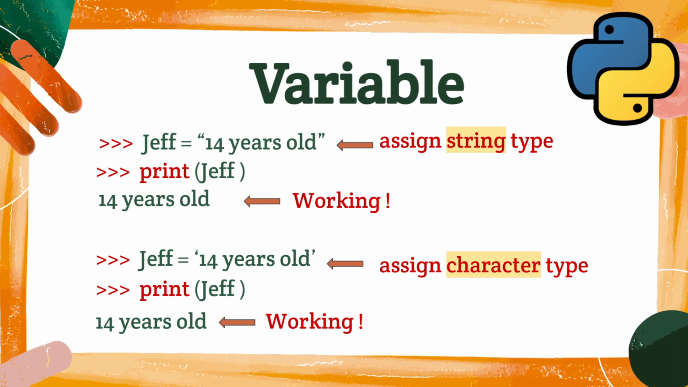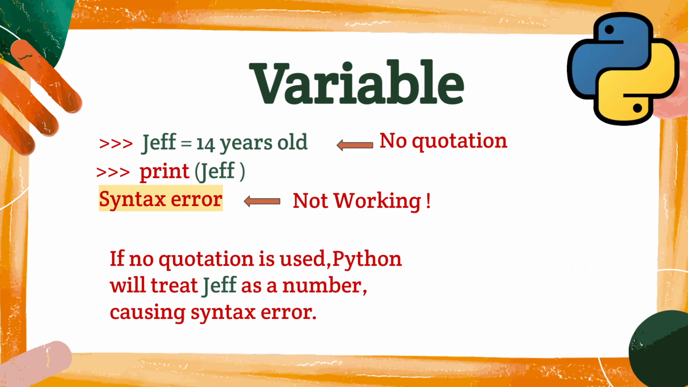Next, let's see how to print out a sentence with a combination of number and string. In order to have 14 years old printed out, I can add double quotations or single quotations. Double quotations consider it a string. Single quotations treat it as a character. Either way can print out 14 years old. However, if no quotations are used for the assigned string data, Python will fail to handle it. For example, in this case Python will treat Jeff as a number, causing a syntax error.